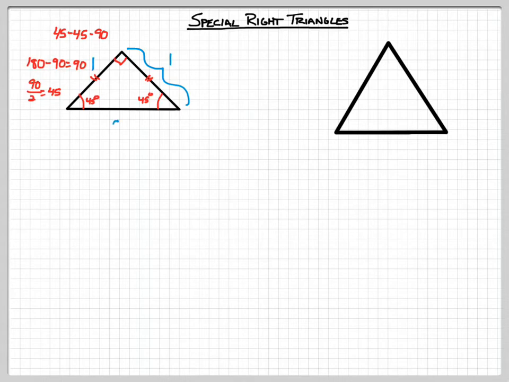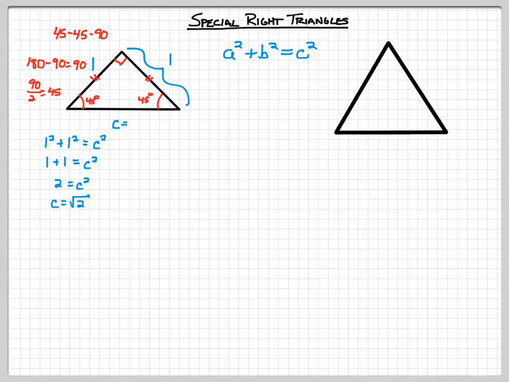And we need to find out what side C is. Now I picked side C because that ties in with our Pythagorean theorem. I know it's opposite the right angle, so that's the hypotenuse, and I know the hypotenuse in the Pythagorean theorem is C, so I pick C. You can pick X, you can pick any letter, it doesn't matter. All we're trying to do is figure out what this length is. So if I plug in the values in the Pythagorean theorem, I've got 1 squared plus 1 squared equals C squared. Do some simplifying, and we get 2 equals C squared. So when we take the square root of that, C is going to equal the square root of 2.